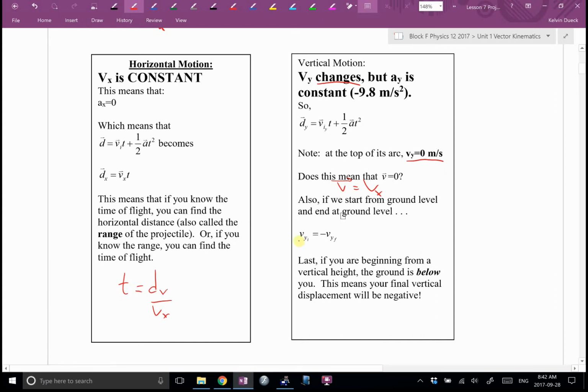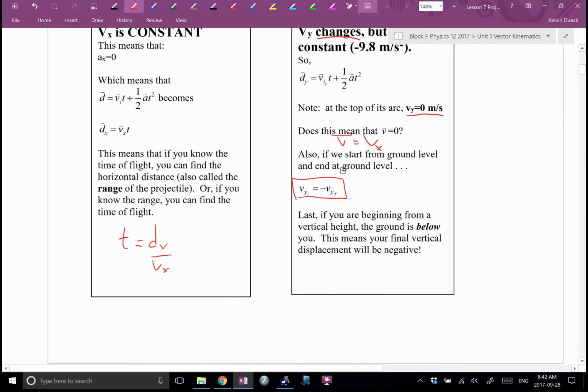Also, if we start from ground level and end at ground level, what goes up must come down. Vy initial will be negative Vy final. Last, if you're starting from a vertical height, from a cliff, the ground is below you, so that means you're going to have to make dy negative. The height that they give you, you'll have to include the negative. Usually you'll get a calculator error if you forget that step, but not always if you're using the quadratic formula. You might get some weird roots that work.